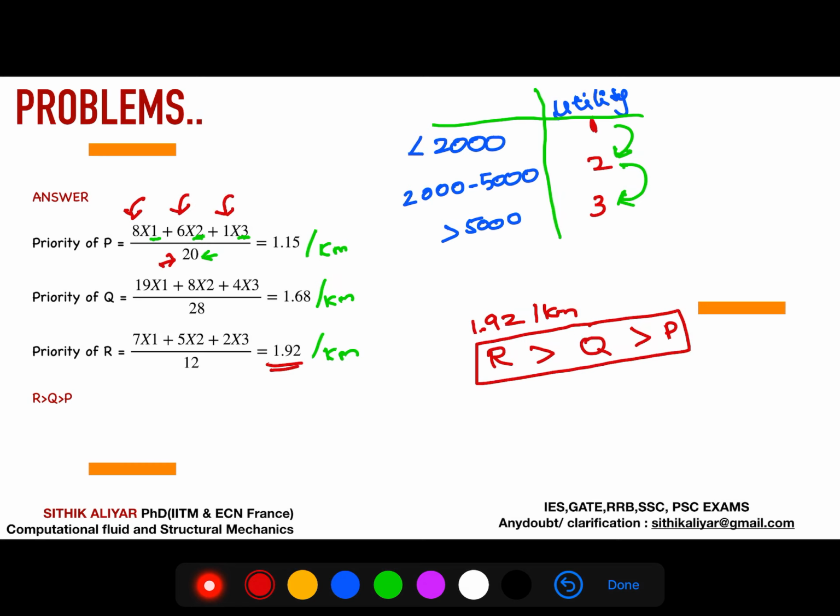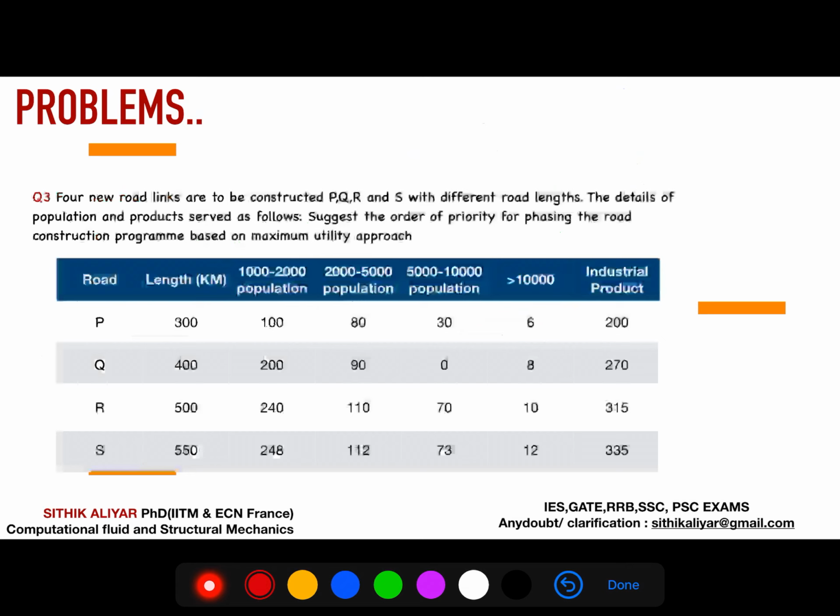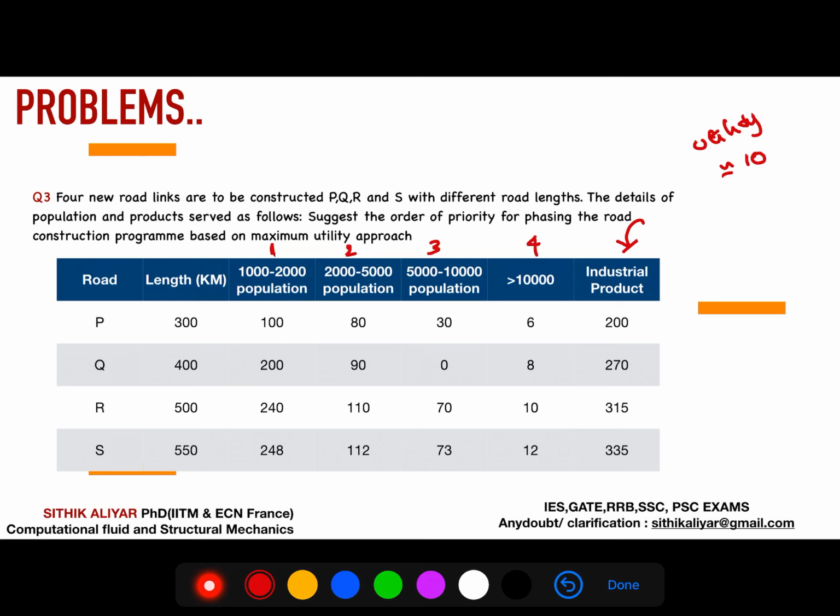Okay, so I will give you one more question as an assignment for you. Here I have added one extra term called industrial product. Okay, you can take the utility factor for industrial product approximately 10. Because you can assume something like this: for 1000 to 2000 take 1, 2000 to 5000 take 2, 5000 to 10000 take 3, greater than 10000 take 4, and industrial product approximately 10. Using this way, again you divide by the total length of the road, then you will have your own priority of roads. Okay, which road is better, which road is bad, and which you will suggest.